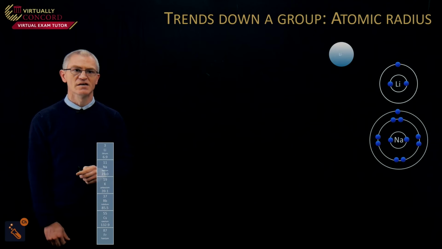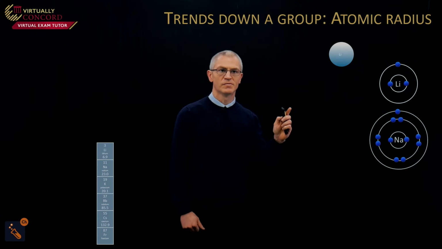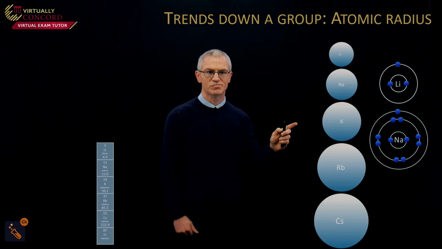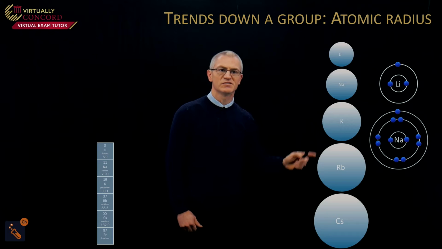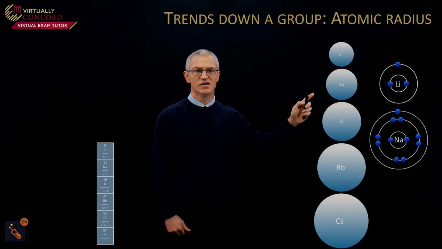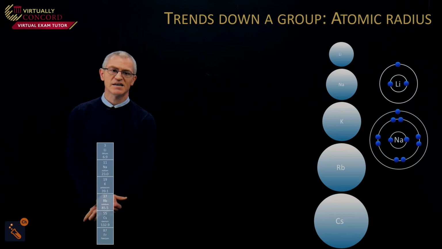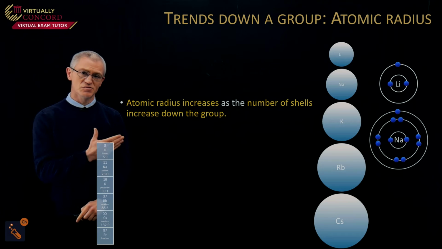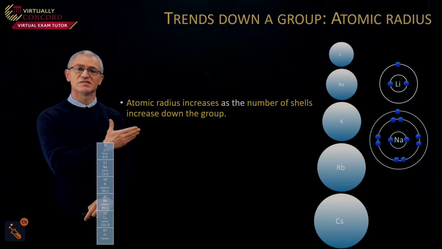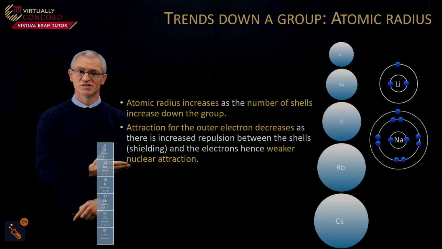Now let's have a look at this in terms of a pictorial view. Again, not to scale, but you're seeing that this atom is increasing in size this time because the number of shells is going up every time I go down to the next period, and I go down the group. You will see that the atom is growing in size, so its atomic radius is increasing. So what you need to say again for the exam is atomic radius increases because the number of shells increases. And that means your attraction for the outer electron decreases.